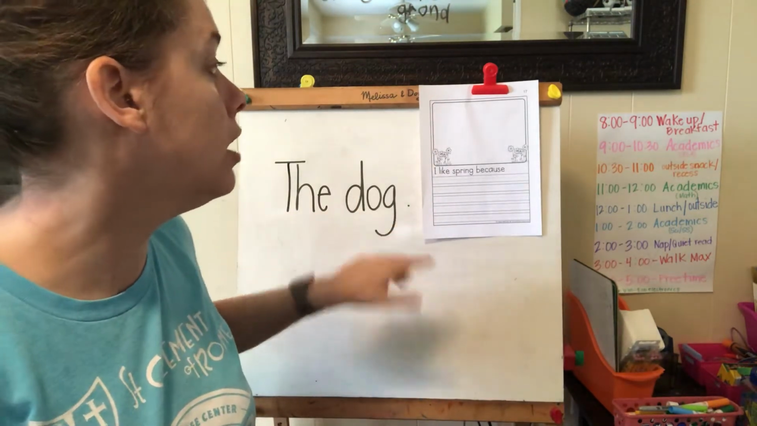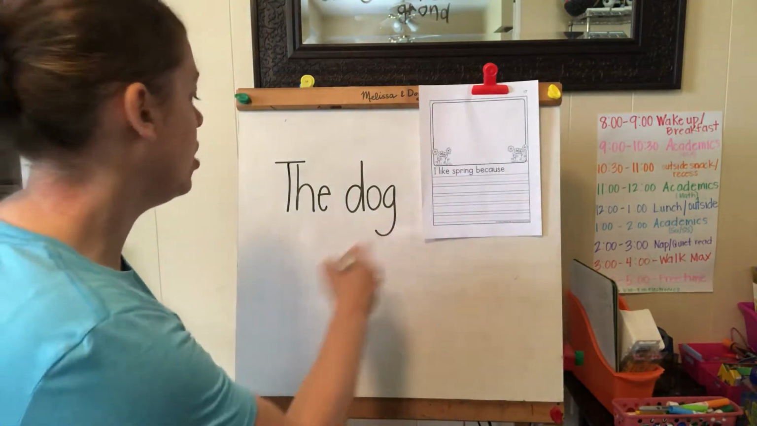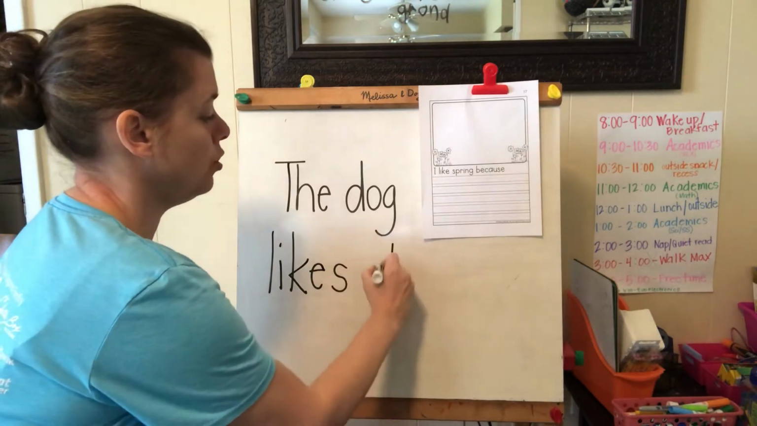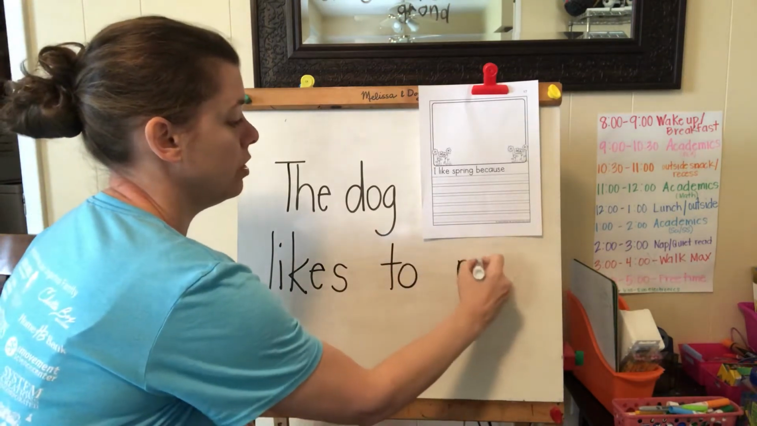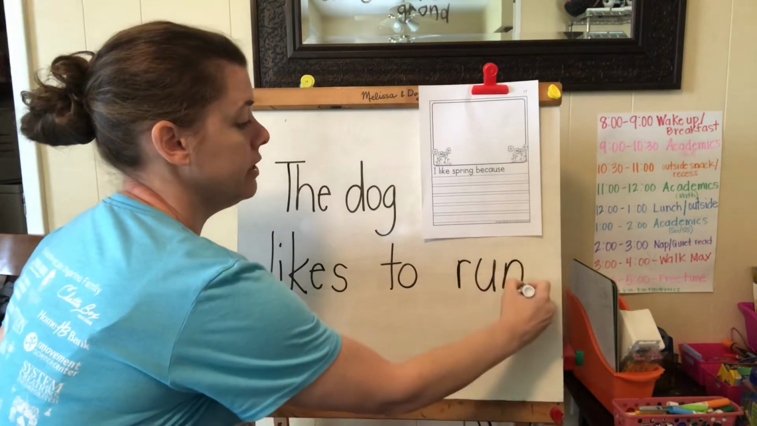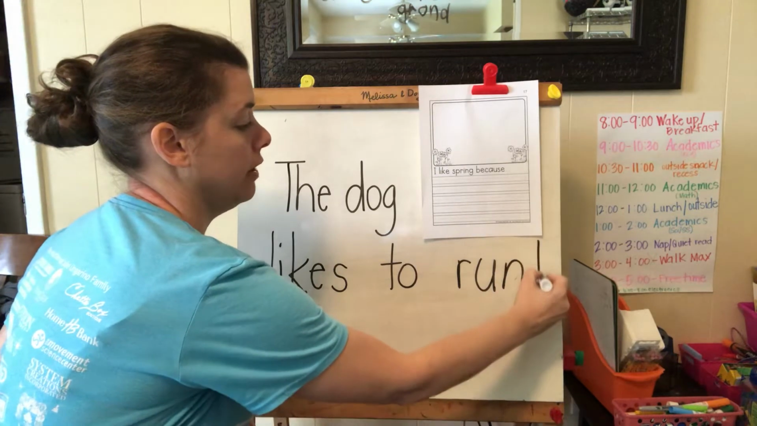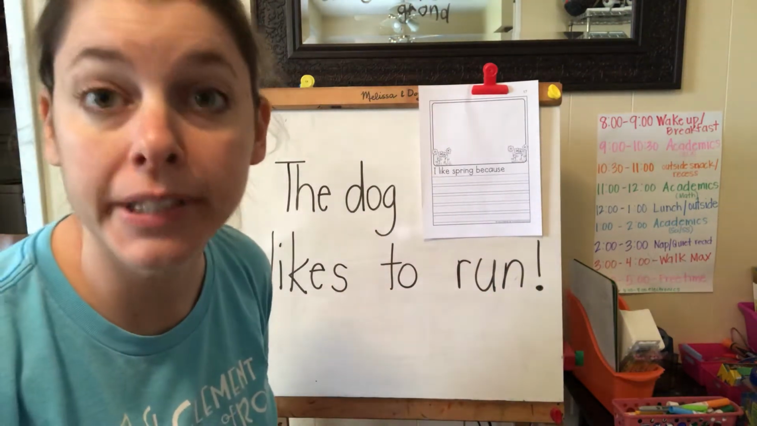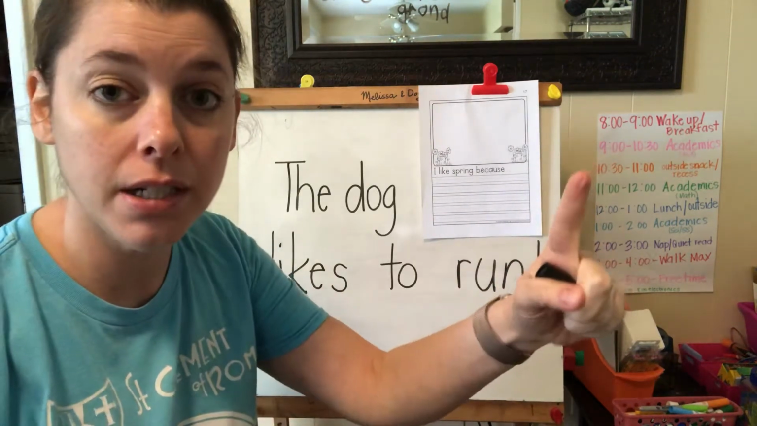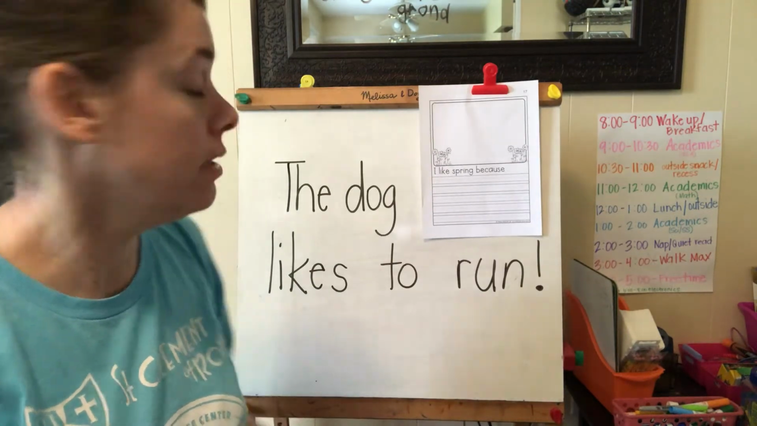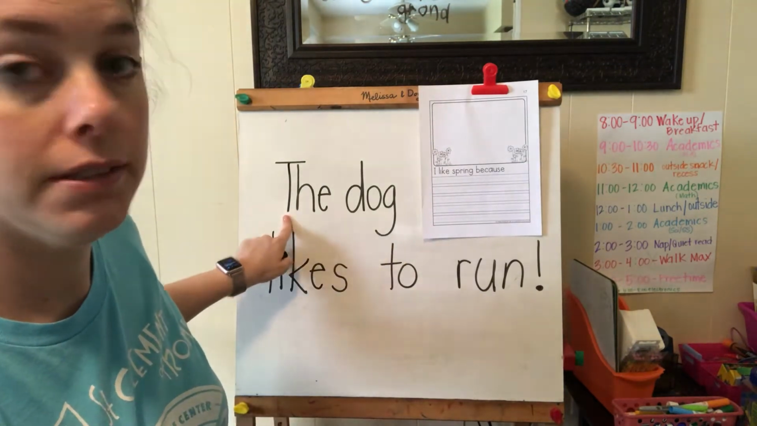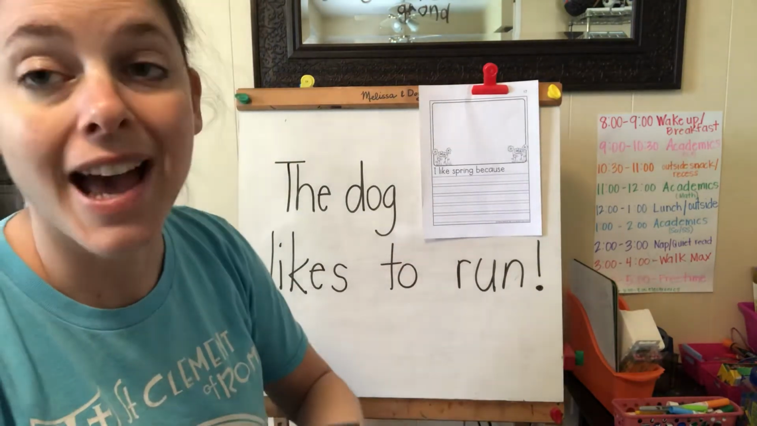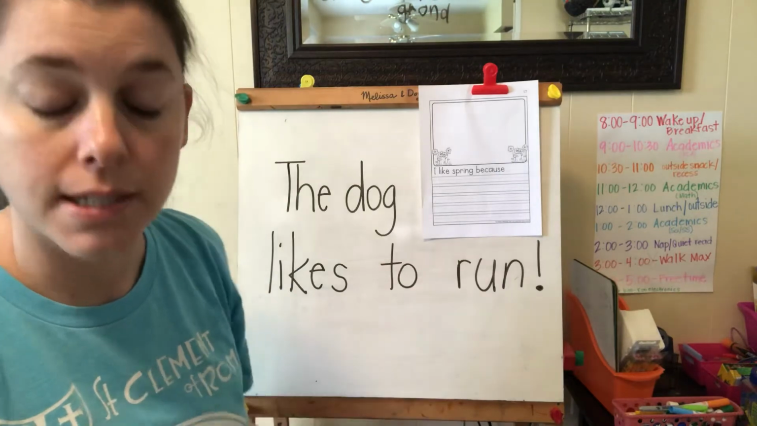The dog, how about this? The dog likes to run. Let's do an exclamation point. The dog likes to run. Does that complete my sentence? Is that a complete thought? Does it make sense? Does it have a capital? Does it have finger spaces? And does it have a punctuation mark? Then that is an I love you sentence.